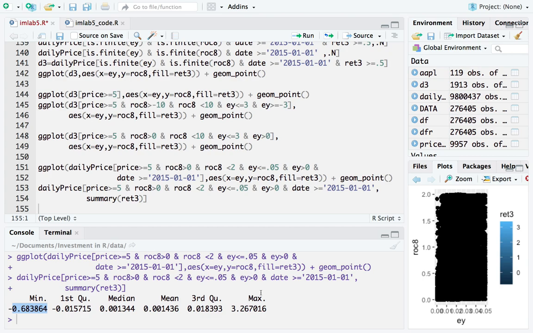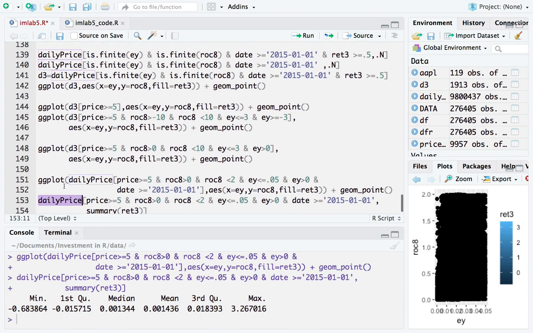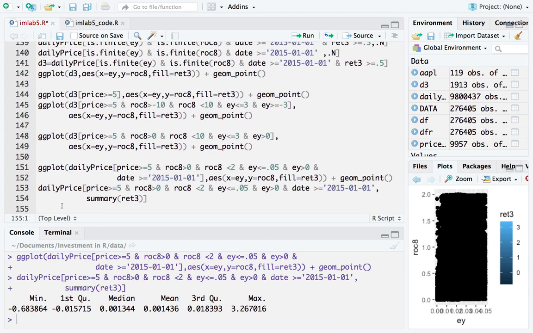I'm basically going to see how this strategy actually did. This is a 3-day strategy we're now testing, and that's where we're pretty much going to leave off. I would recommend you save your daily price table, because we actually need this daily price table going forward.